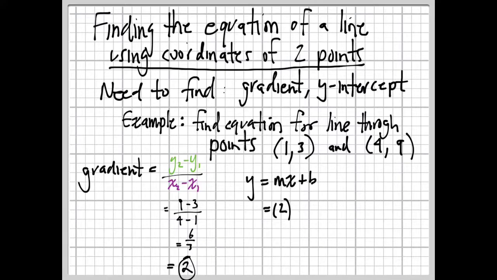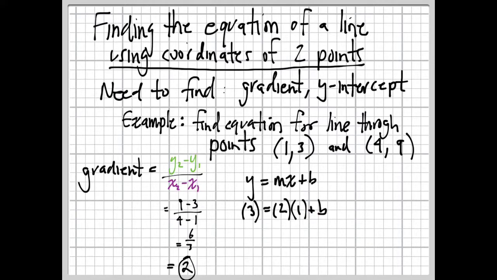The gradient is 2, so I plug that in where the m was. And then we're going to plug in these coordinates, 1, 3. We could use the 4 and the 9, but 1 and 3 are a little bit easier numbers to deal with, and so I'm going to choose those ones for now. The 1 will go where the x is, and the 3 will go where the y is. We don't know the b, that's what we're trying to find, so we'll just put plus b on there. And in place of the x, we'll put 1. And in place of the y, we'll put 3.